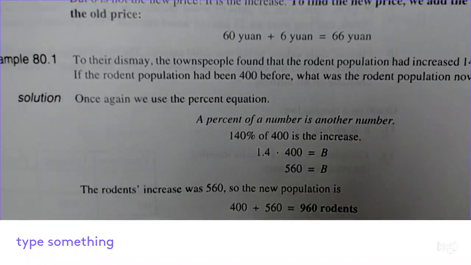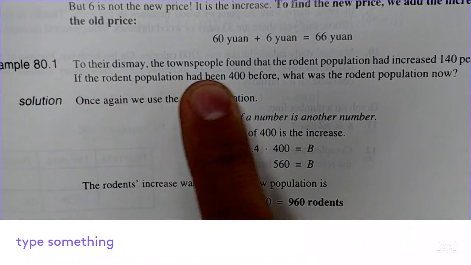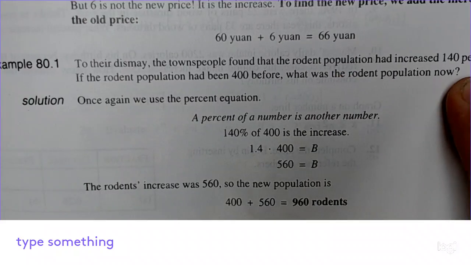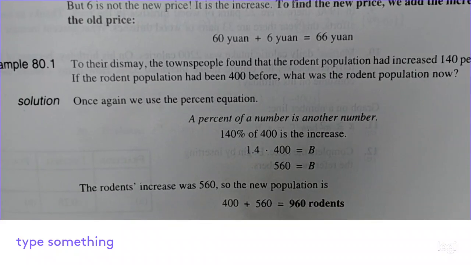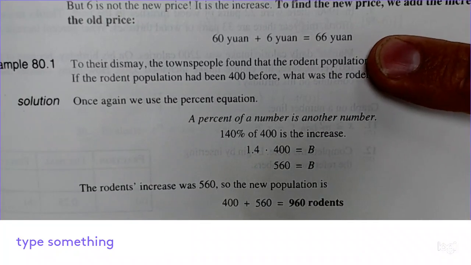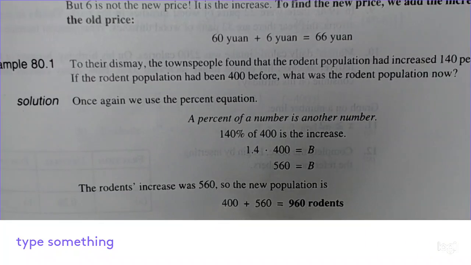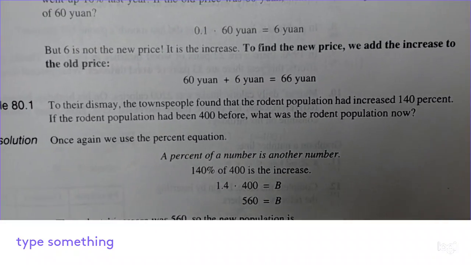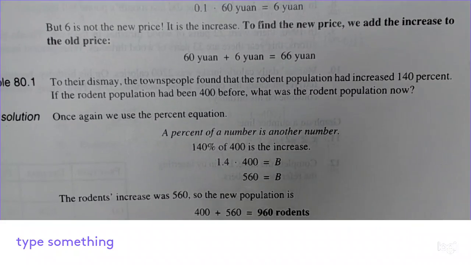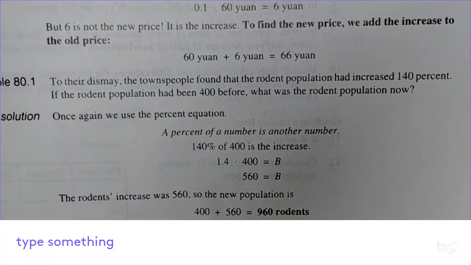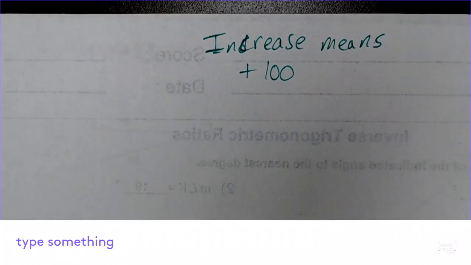So, for example, let's say right here, it says, to their dismay, the townspeople found the rodent population had increased 140%. Now, before the increase, there is a rodent population. That rodent population is 100% at the moment. Now, when it increases by 140%, that 140 is being added to the existing 100. Right? So that's where we come to this rule, which is whenever you see the word increase in a percent problem, that means you add 100 to whatever the number is.